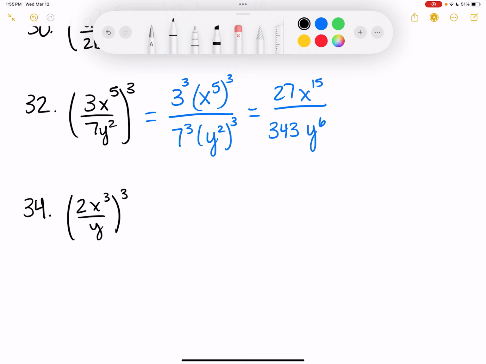2x cubed. You times the 3 and the 3. Distribute. This isn't the whole problem. I'm just waiting on people to be quiet. 2x cubed over y cubed, and then times 1 over 6x cubed.